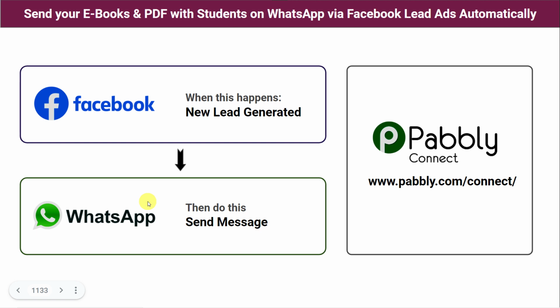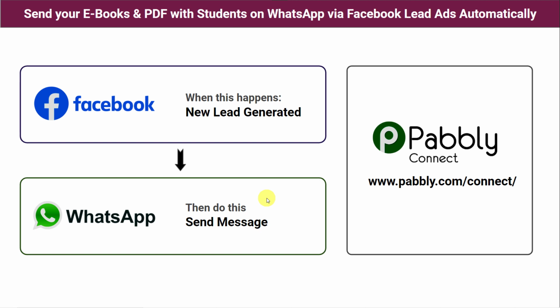For doing this, you have two options. First, do it manually. Take the details of your student from the Facebook lead ads, then compose a message in WhatsApp and send the demo files of your ebooks to the students manually. But this will be a time-consuming and tiresome process, and it becomes difficult and impossible when you have hundreds and thousands of students and leads in a single day. So how are you going to do this?